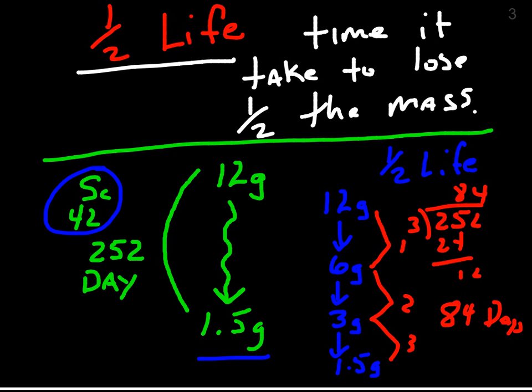Okay? So every 84 days, there's going to be half the mass there was in the first place. Where'd the mass go? It went to all those little particles that came flying off that we talked about, alphas and betas and that. All right, try it.